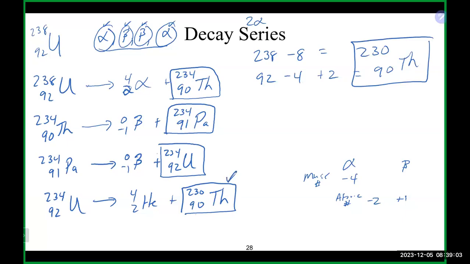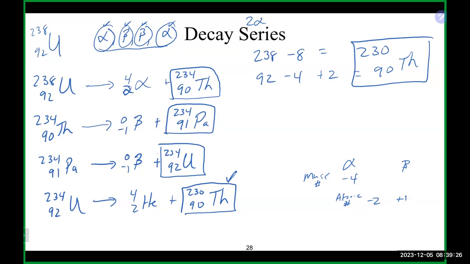So if it's just alpha and beta decays, you can mathematically figure out what you get at the end, or you can go step by step through each of the processes, where your product becomes your reactant in the decay process in each case. Any questions on that there?